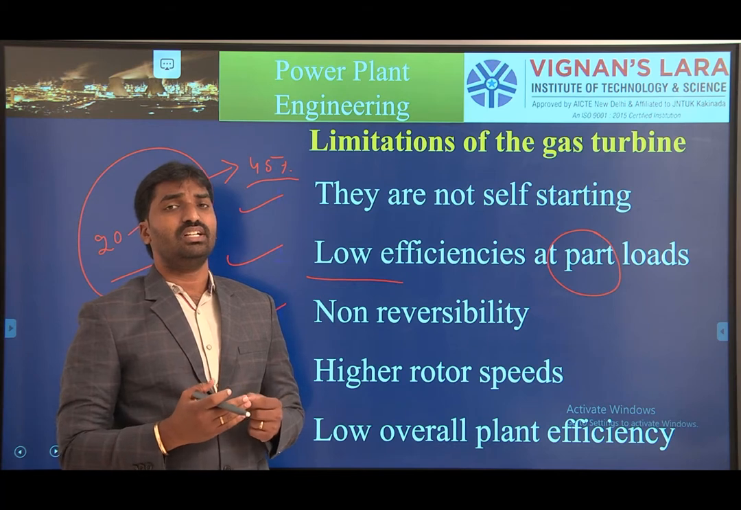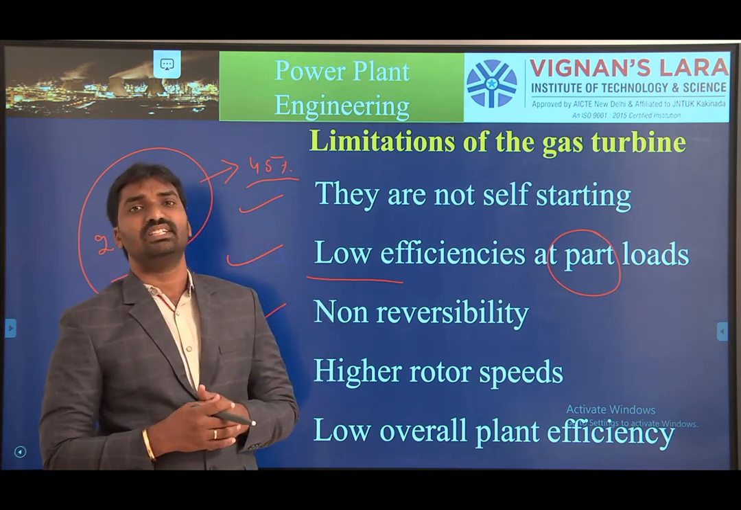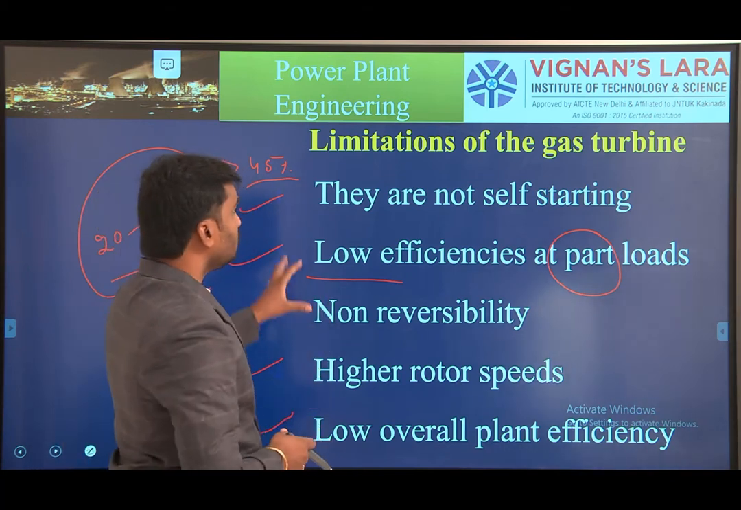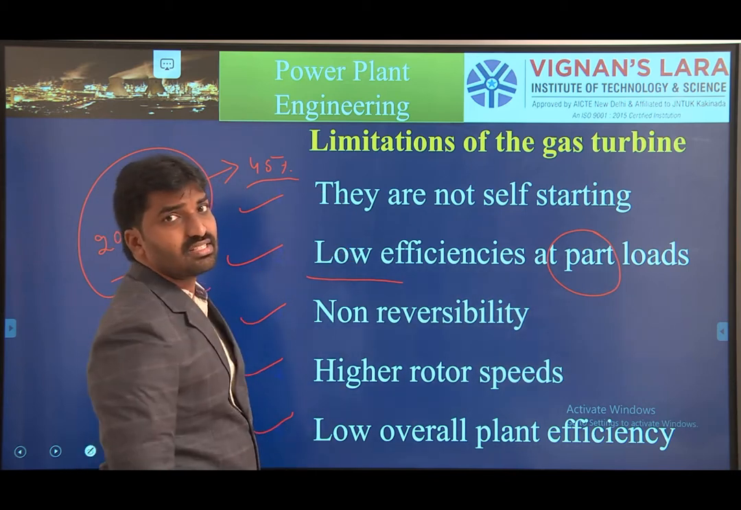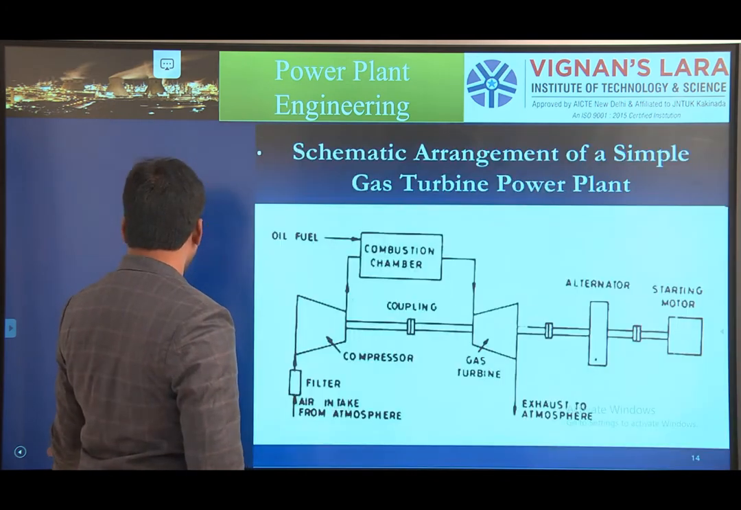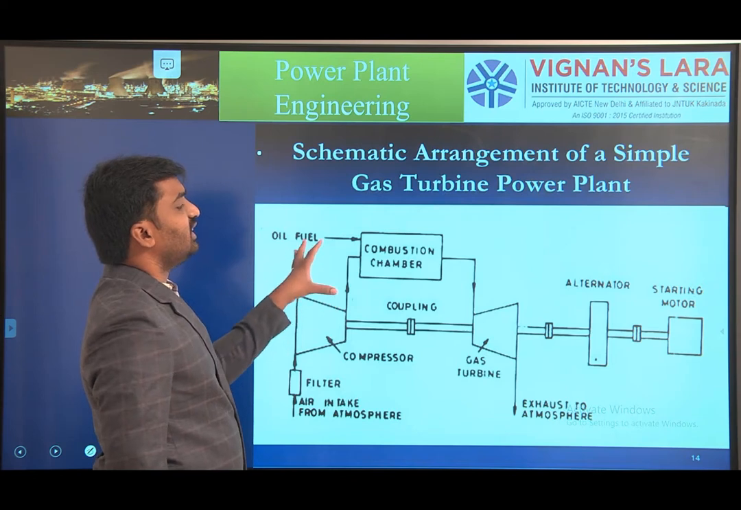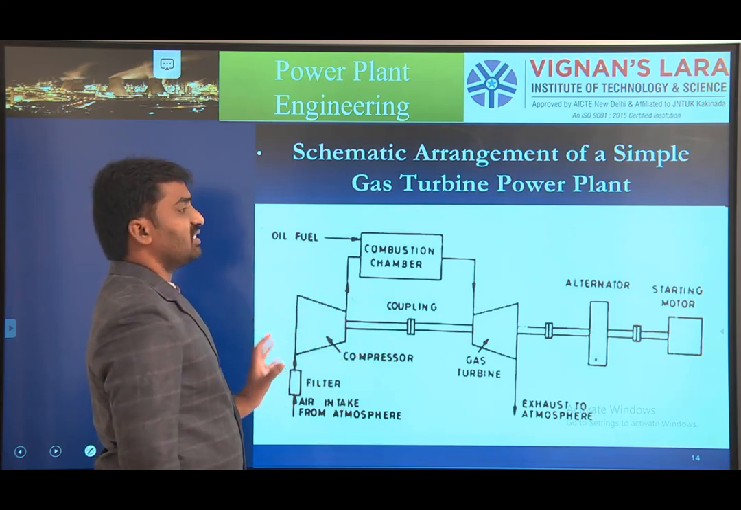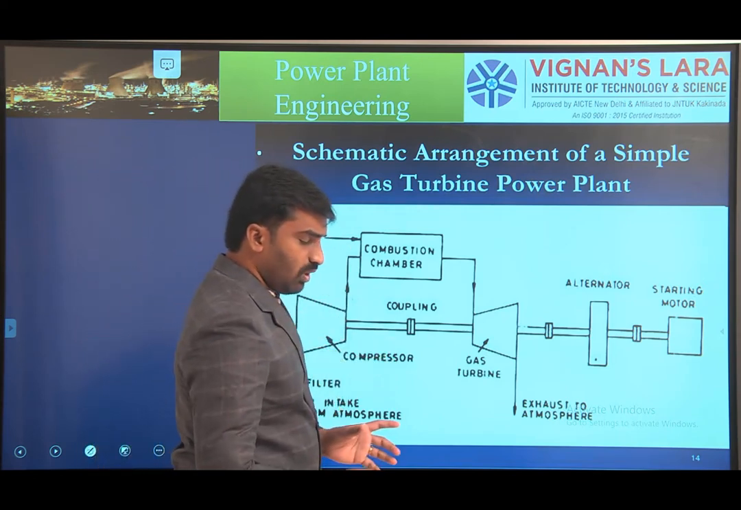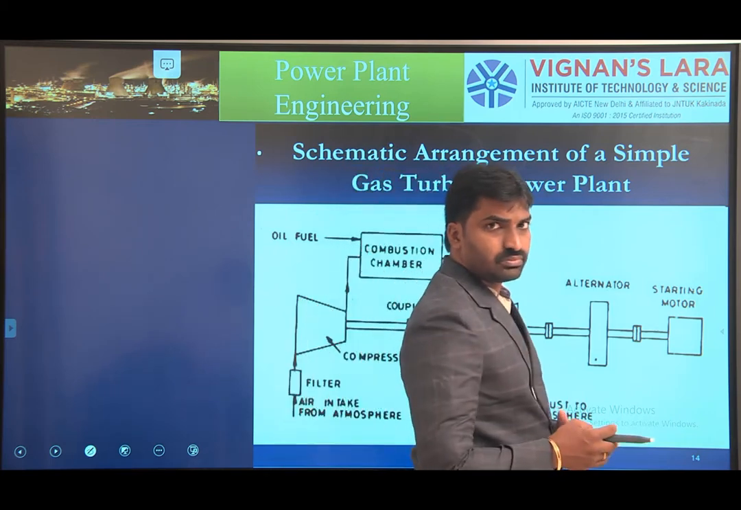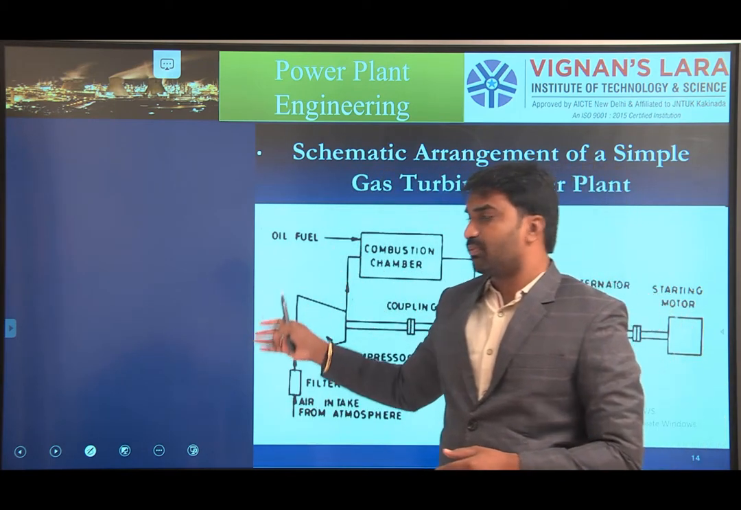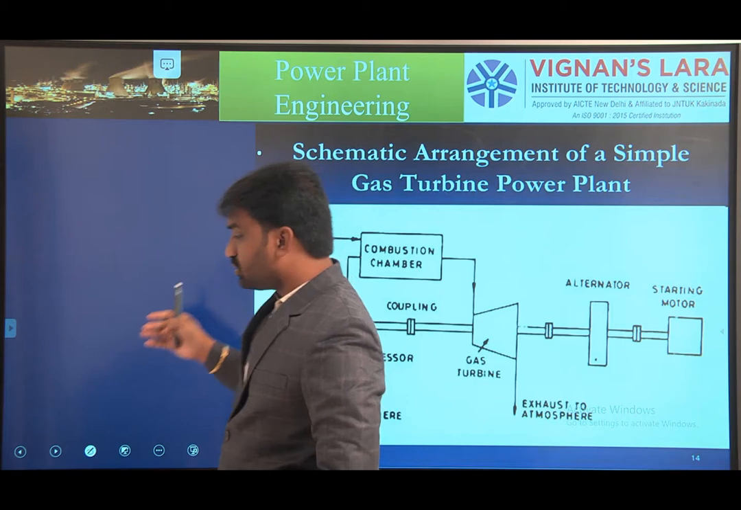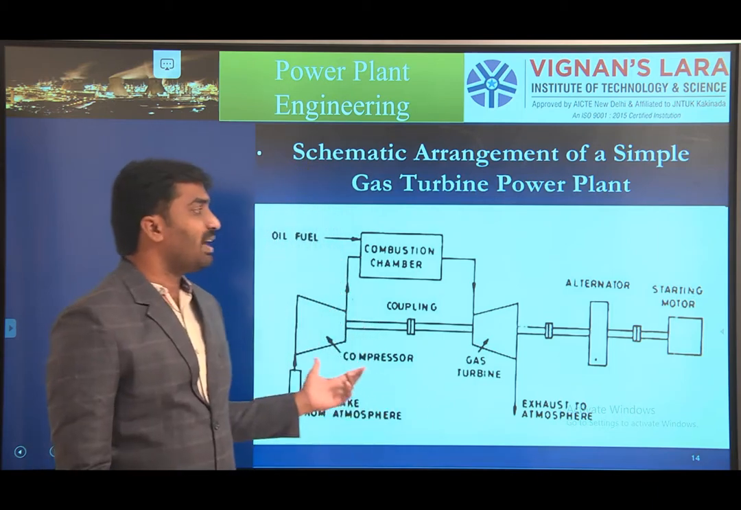So like that we can improve the efficiencies. Okay. So these are the limitations of gas turbine power plants. And now see the schematic diagram of a simple gas turbine power plant. Okay. So what was discussed in the last points, here also we can see the schematic diagram.